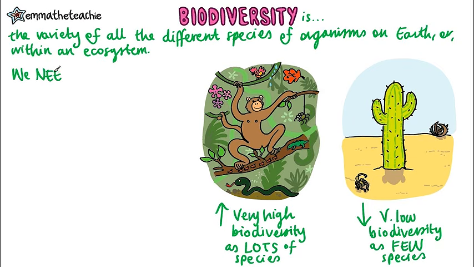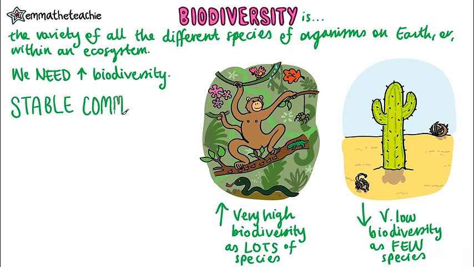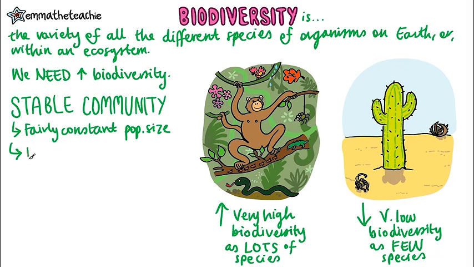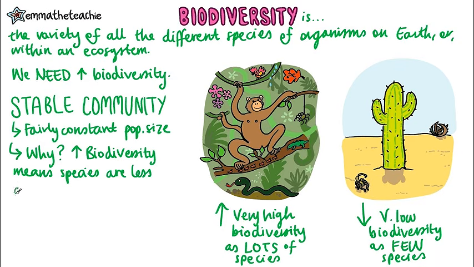The future of the human species on Earth relies on us maintaining a good level of biodiversity. Let's recall the definition for a stable community. This is one in which there's a fairly constant population size. But why? Well, having a higher level of biodiversity means that species are less dependent on just one other single species for their survival, like for shelter or food.